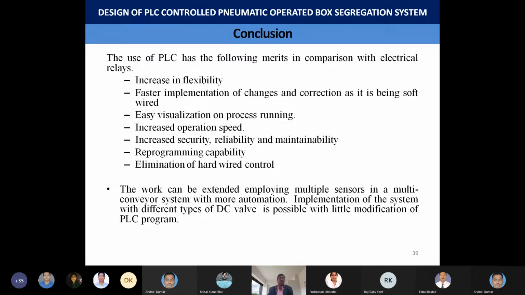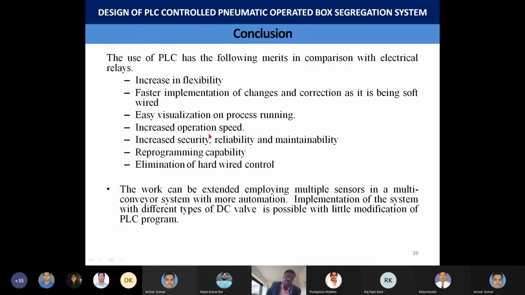So the flexibility will be more, and the faster implementation of changes and corrections, as it is soft-wired. Only changes in the program are required. Easy visualization of the process running, and increased operation speed. For the speed of the operation, we use a pneumatic actuator.